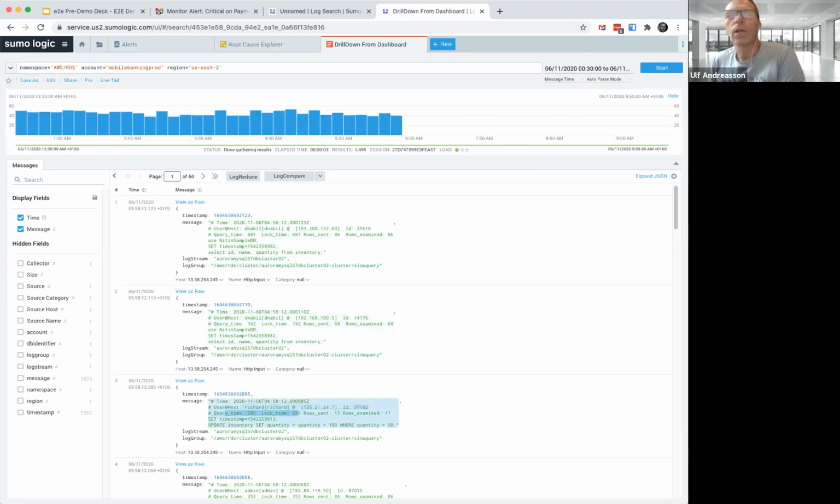This really helps us understand that these slow queries eat up a lot of CPU, and of course, because they eat up a lot of CPU, the queries take longer to execute, and therefore you're getting more and more connections coming into the system. So this is most likely the root cause of the issue we have here. And this is just one way that we could use Sumo.